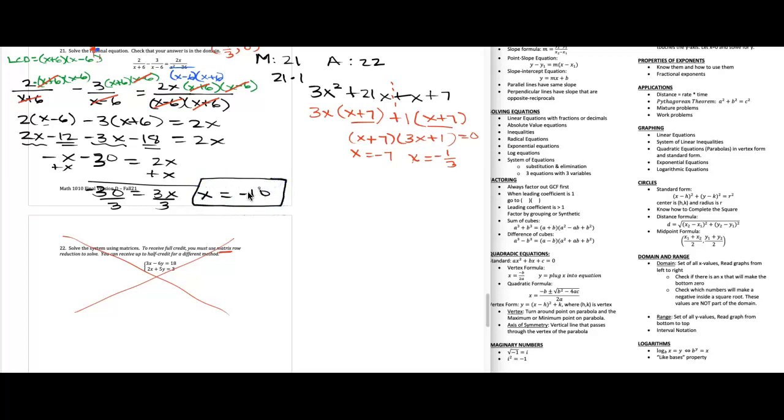Okay, and you should always check on these again to make sure that this number isn't going to make one of the bottom 0. So meaning if we came up with, say, x equals 6 as an answer, do you see that wouldn't work? Because if I put 6 in here, 6 minus 6 is 0, and I can't divide by 0. So that's what it means when it's saying check that your answer is in the domain, right? You just got to check the denominators there, that they aren't going to be 0.